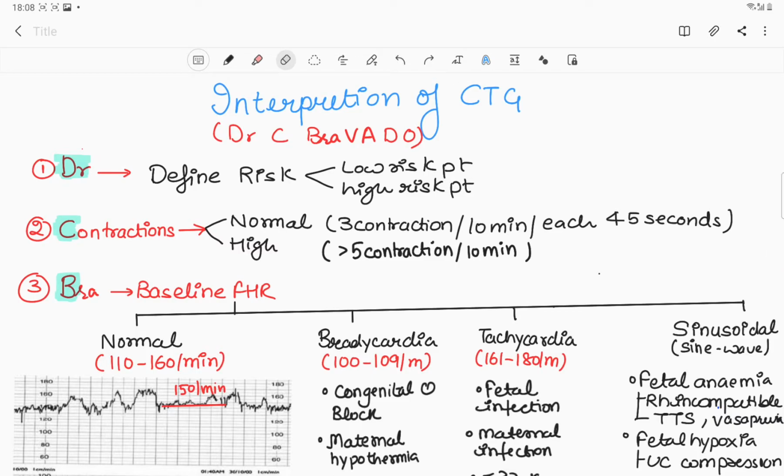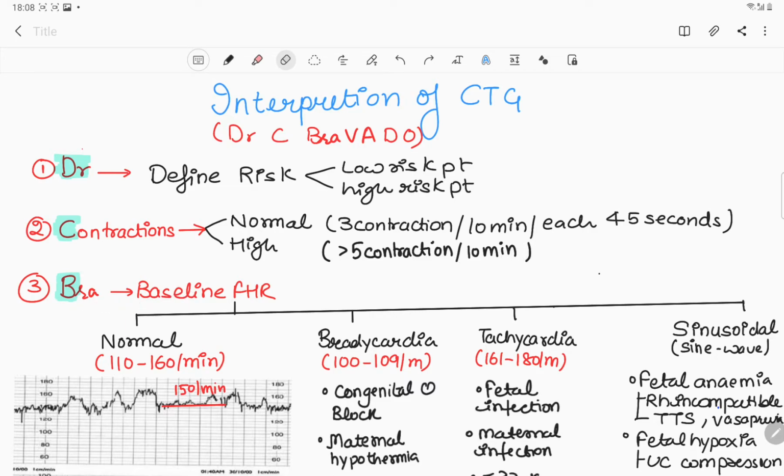This can be remembered by a mnemonic, Dr. C. Bravado. D is for defining the risk, whether the patient is low or high risk. C is for contractions. Normal contractions are 3 contractions in 10 minutes, each lasting 45 seconds. High contractions are when there are more than 5 contractions in 10 minutes.